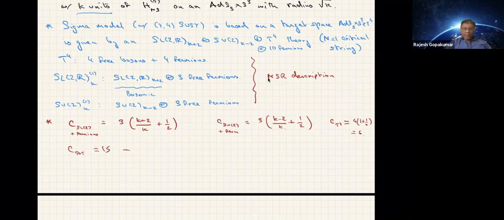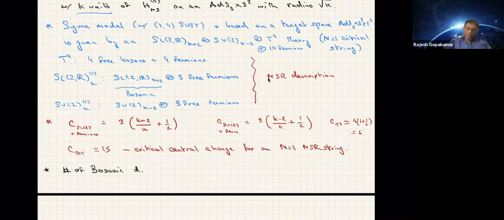This is what you have. This is the critical central charge for N equals 1 NSR string. Okay, so this is a critical string background, and another point to note is that the number of bosonic degrees of freedom is, roughly speaking, for SL2R there are three currents, and so three bosonic degrees of freedom from there, three bosonic degrees of freedom from SU2, and four from the T4. So this is 3 plus 3 plus 4, which is 10.